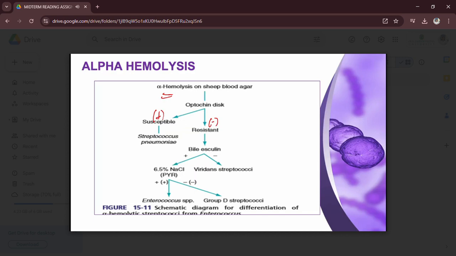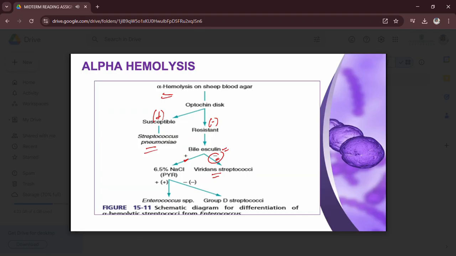If the organism that you have isolated is sensitive to the optochin disc, then we can conclude that it is Streptococcus pneumoniae. But if it is resistant, we need to look further, because it may be an Enterococcus or other group D Streptococci. So what are we going to do next? Bile esculin. If it is negative to bile esculin, then it is a viridans Streptococci.